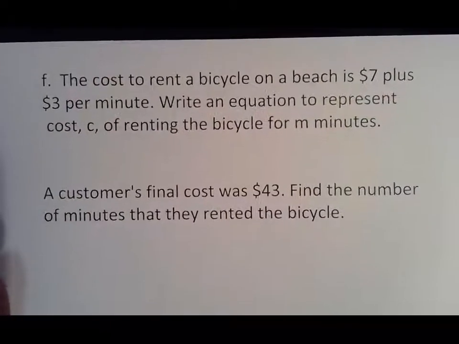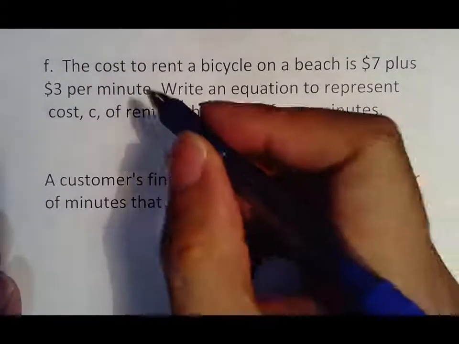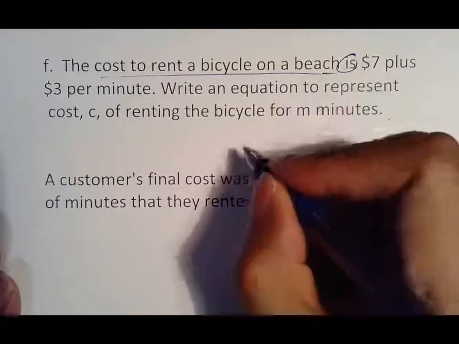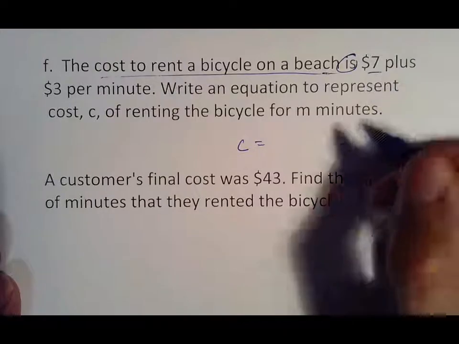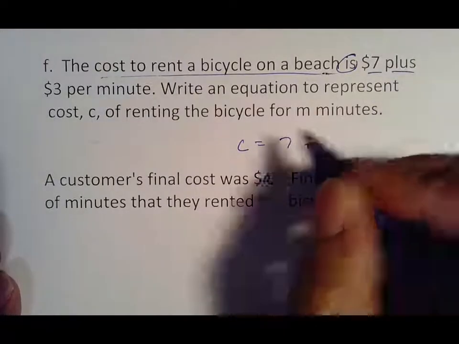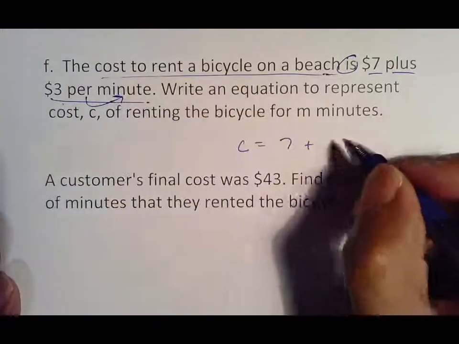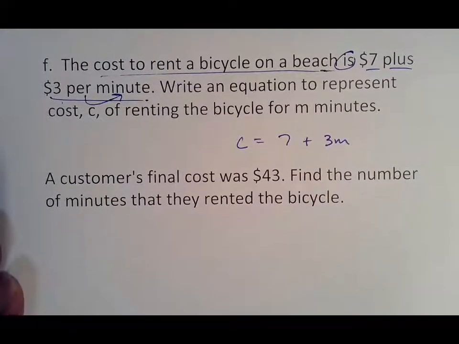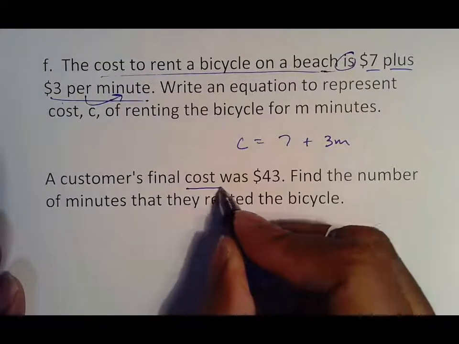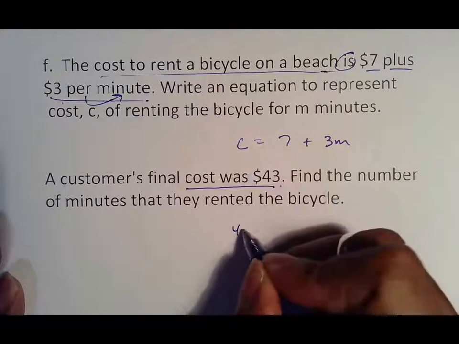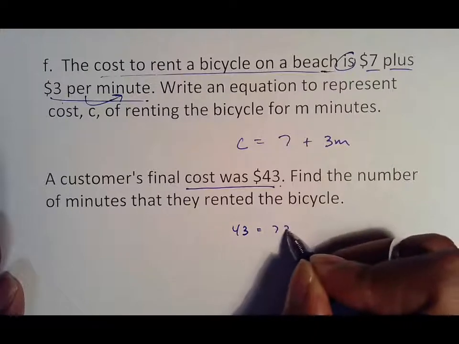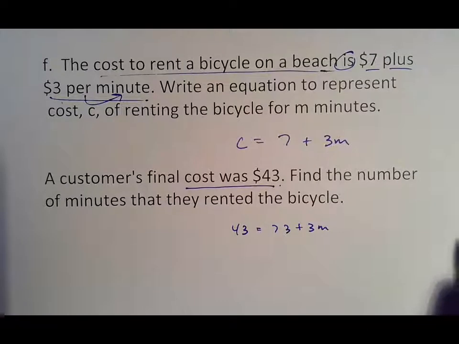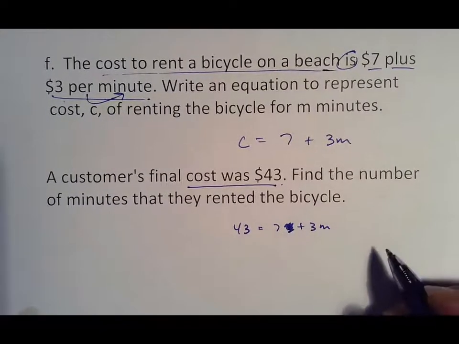Wednesday, we saw the problem with the cost of a bicycle and a beach. It says find the cost C of riding for m minutes. Well, cost is means I should be putting C equals $7 plus 3 per minute. So per minute means put 3m. The final cost was 43. Remember, if the cost was 43, we're going to put 43 in for C. That's why we use a meaningful variable, so we can actually know what we're talking about. It's just 7 plus 3m.